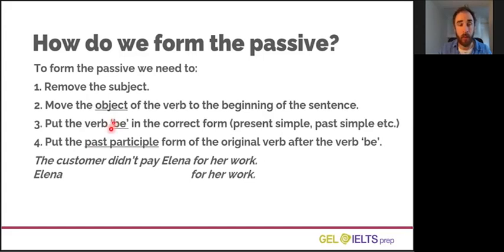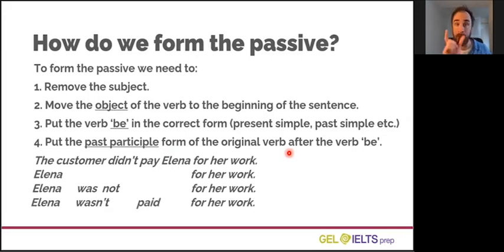What is the correct form? Well, it's negative and it's past simple. So it's going to be was not or were not. Elena was not. Then we use the past participle form of the original verb, which is pay. The past participle is paid. Elena was not paid, or as a contraction, Elena wasn't paid for her work.